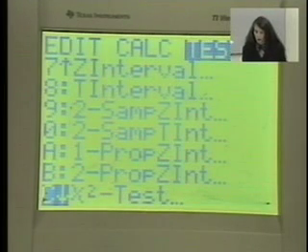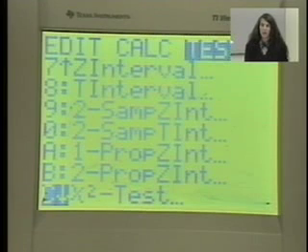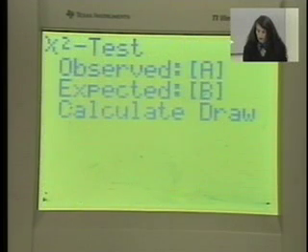Remember, the chi-square is that little symbol that looks like an X. It's actually a Greek chi, if you want to call it that. All right, we want to do that, and we want to press Enter. All right, now we want to arrow down. Notice it says Observed matrix is A. That's the data we entered.